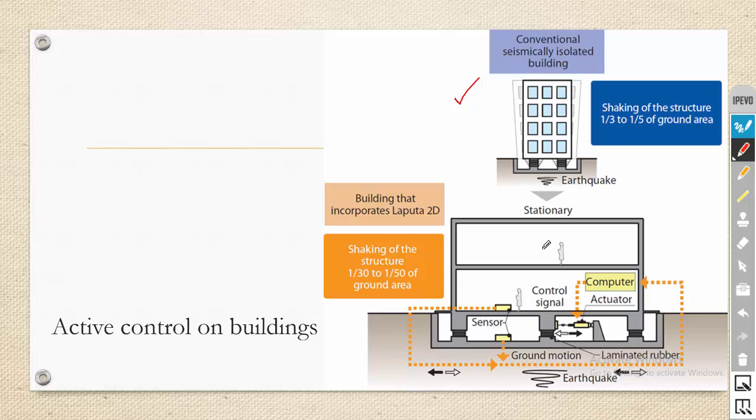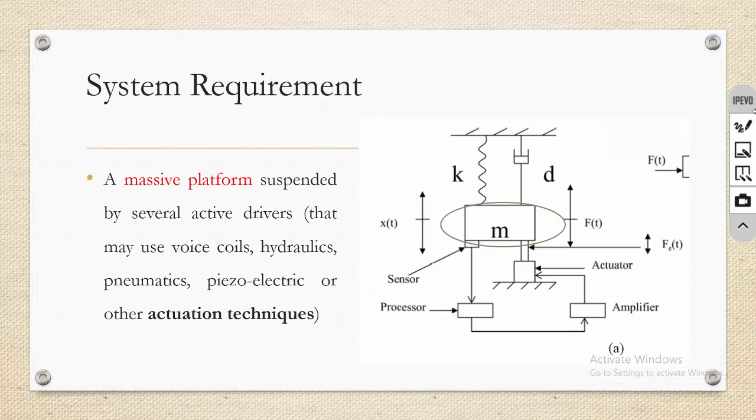In the second one, active vibration control is imposed. Here you can see that a sensor is connected to the building as well as the ground. The signal from the sensor is sent to the computer, and from the computer the control signal is sent to the actuator. So when the earthquake is produced, the actuator will vibrate the system in the opposite manner so that the vibration will not be transmitted to the building and the building will be in a stable position.